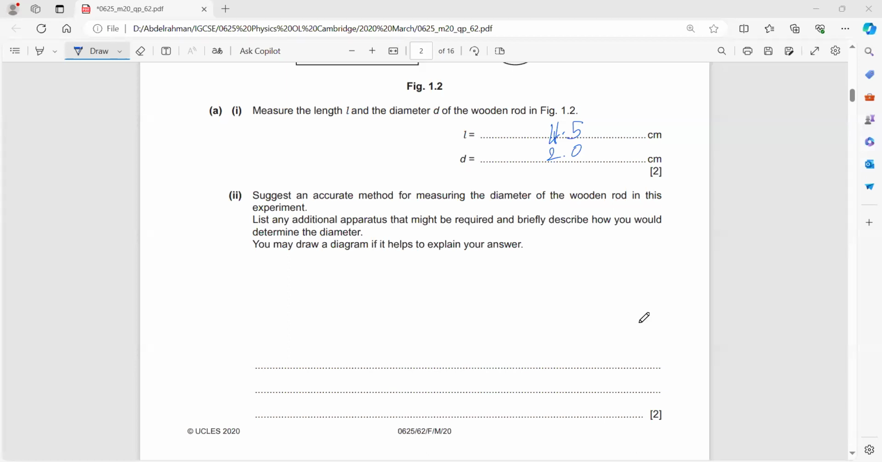We could put it between two wooden blocks and measure. Yes, the wooden blocks. Exactly. Do you have any other suggestions?